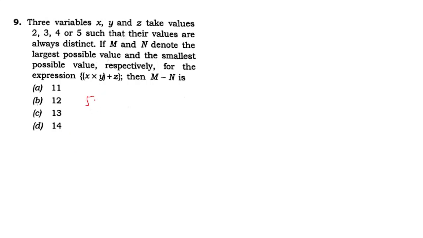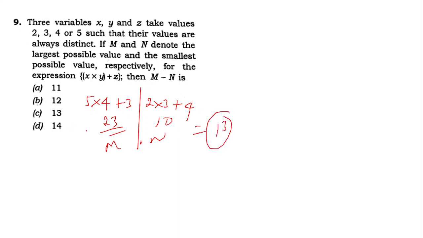So what is the largest value possible? We'll take the largest number 5. Since they are distinct, we have to take them only once. 5 into 4 plus we will take maximum, so this will give us 20 plus 3, 23. I'll go with the smaller number next. 2 into 3 plus 4, so this will give us 6 plus 4, 10. So this is m, this is n. m minus n is 13 because 23 minus 10 is 13. Option C, 13 is the right answer.